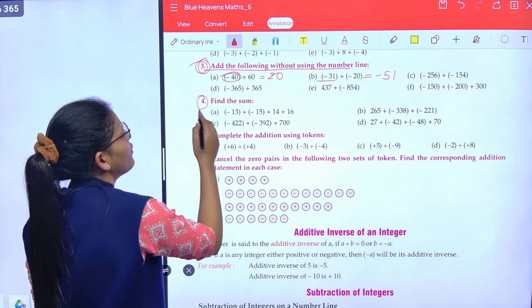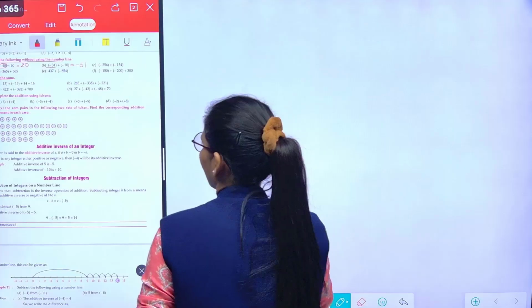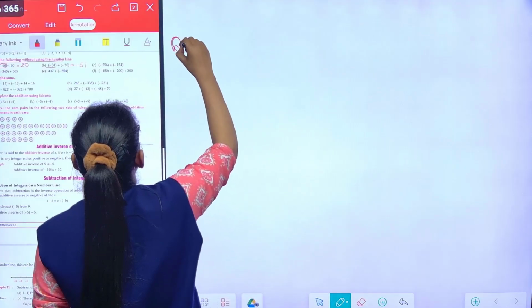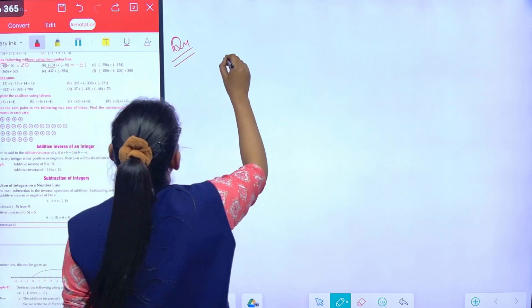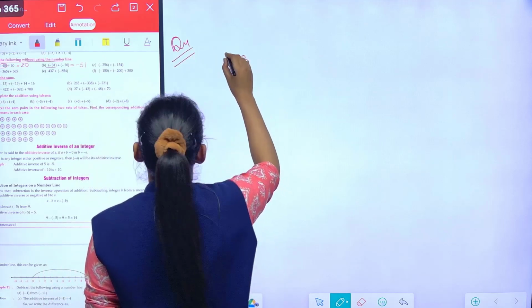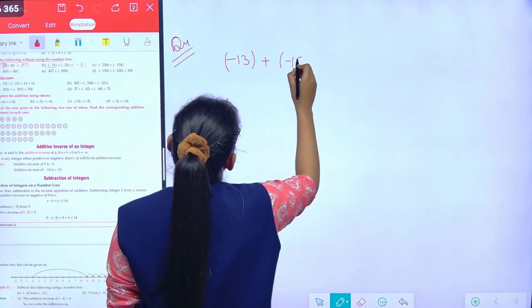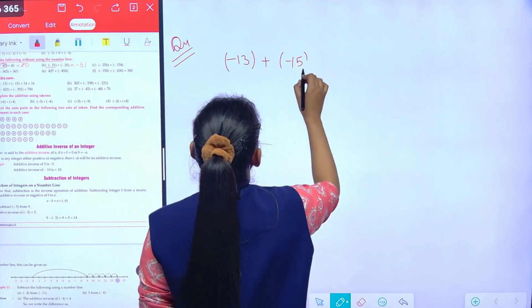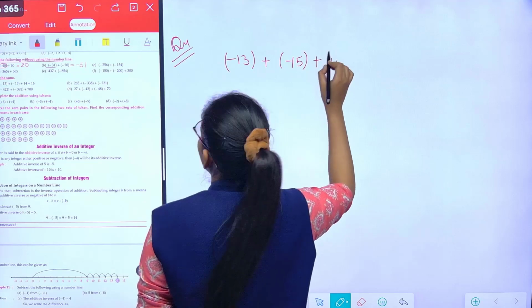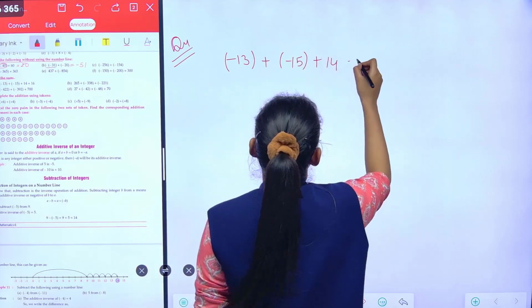Come on, question number 4, find the sum. Yes class, question number 4, that is minus 13 plus minus 15 plus 14 plus 60.